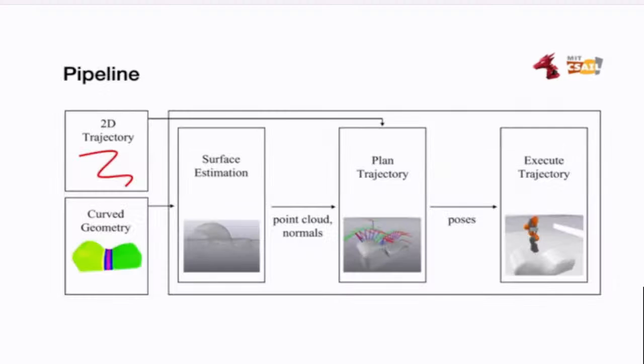The pipeline to our system is as follows. We take as inputs a two-dimensional trajectory plan and a three-dimensional instance of curved geometry with accurate collisions. We first estimate the point cloud corresponding to the surface of this geometry through an array of four cameras. Then we estimate normals over this point cloud. We then take our inputted trajectory and plan a three-dimensional trajectory over the surface while respecting the normals. And then we extract from this a series of poses, which we turn into a piecewise pose, and then pass to a differential inverse kinematics controller to execute on our IIWA.